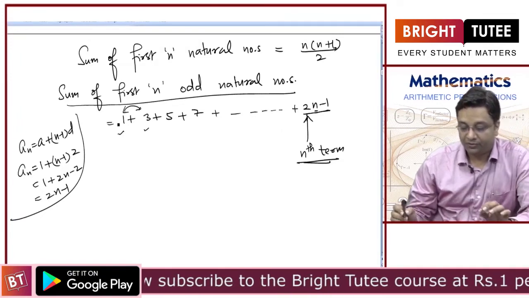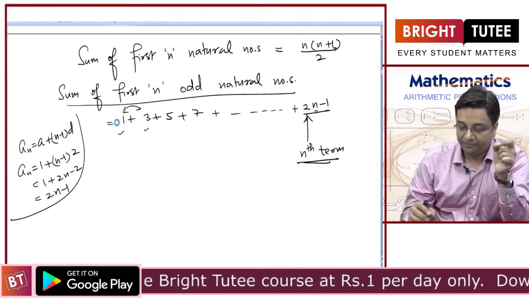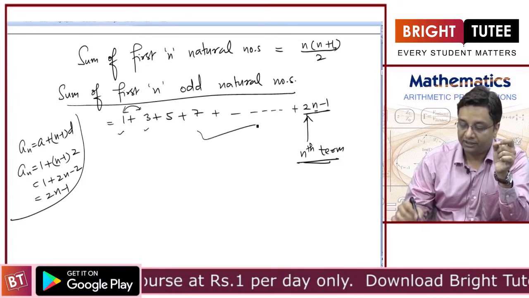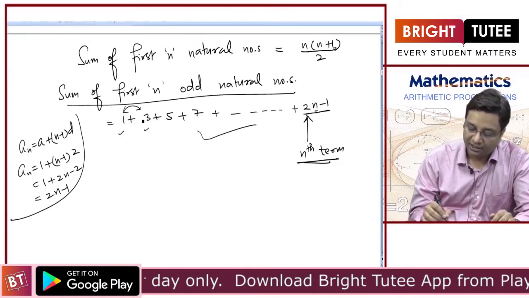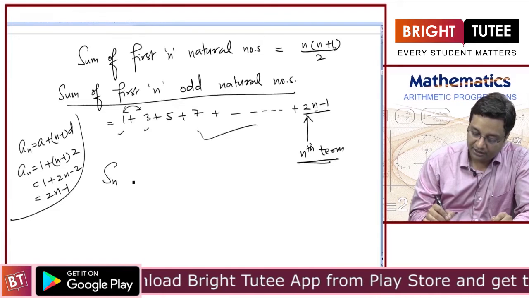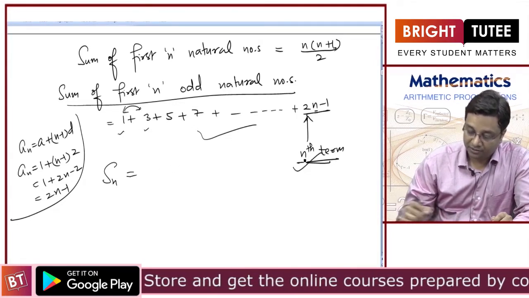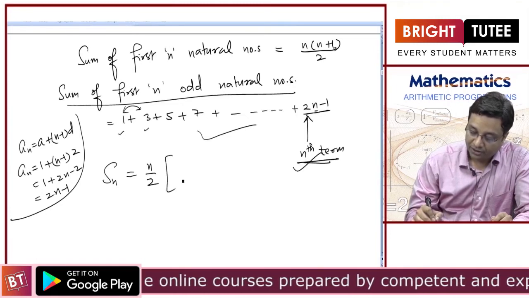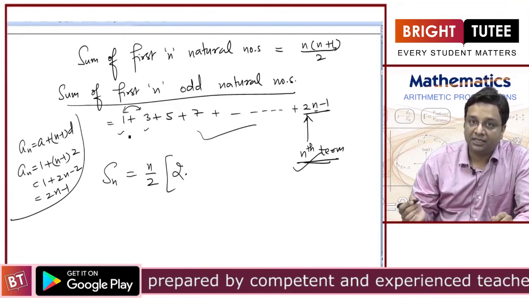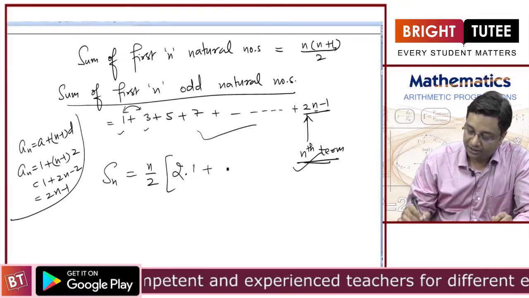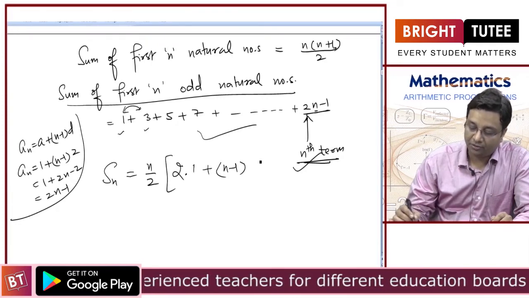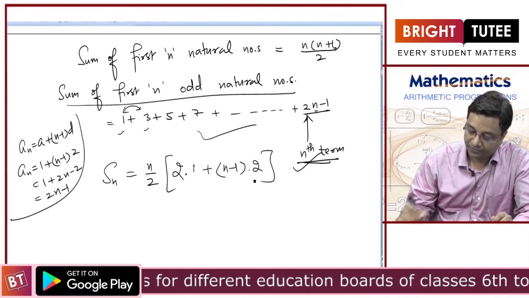So sum of first n odd natural numbers will be sum of this AP, right? Let's apply the formula for Sn here. How many terms are there? n terms. So n by 2 into twice of first term, which is 1 plus n minus 1. What is the common difference? Common difference is 2, right?